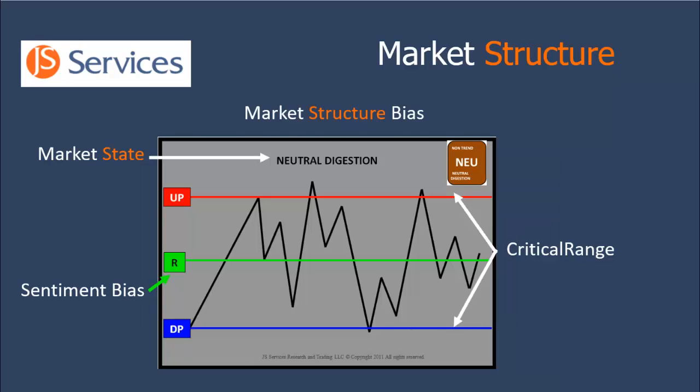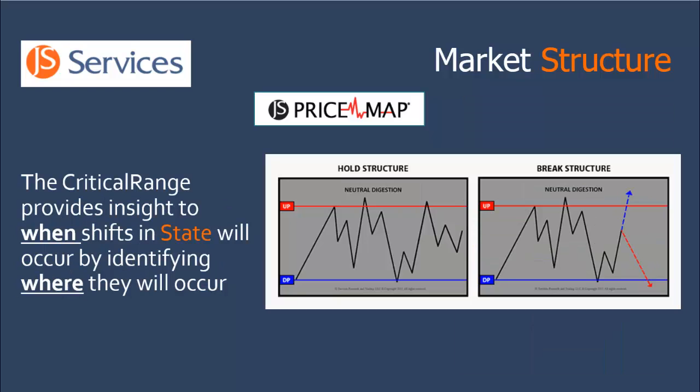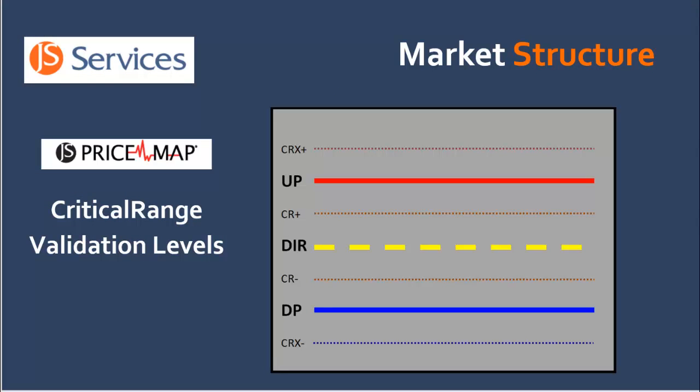The market structure bias is made up of the state and structure, and the structure is made up of the sentiment bias R level and the critical range. Where the sentiment bias skews the state expectation, the critical range is the hard boundary that outlines the structure that defines the state. This is done with two price points, the UP, upside pivot, and DP, downside pivot. The critical range provides insight to when shifts in state will occur by identifying where they will occur. The critical range is broken down into directional and validation levels.